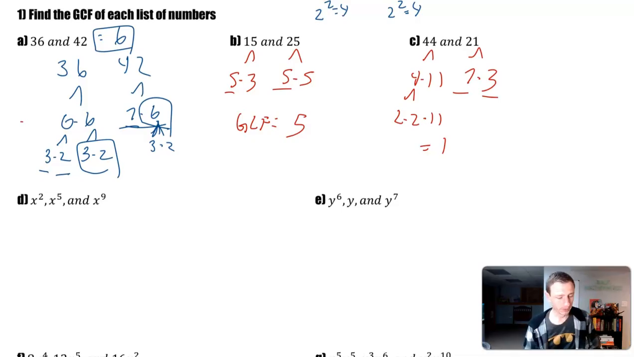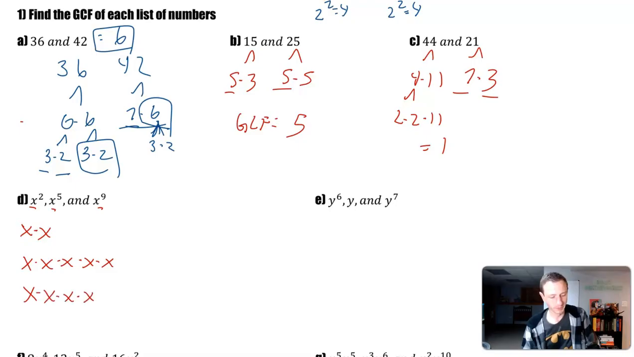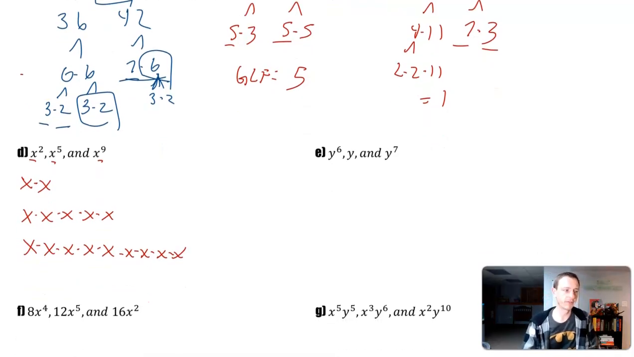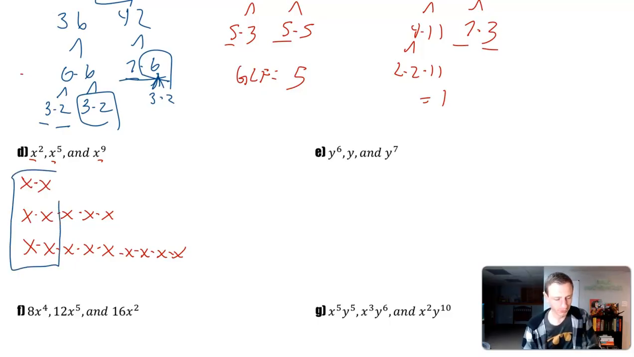Okay, let's move on to variables. x squared, x to the 5th, and x to the 9th. These are kind of weird at first to think about, because x to the 2nd is really x times x, and x to the 5th is x times x times x times x times x. x to the 9th, 1, 2, 3, 4, 5, 6, 7, 8, 9. When looking for the greatest common factor, how many do they all have in common? They all have 2 factors of x, so x times x, or x squared. So the GCF here would be x squared.